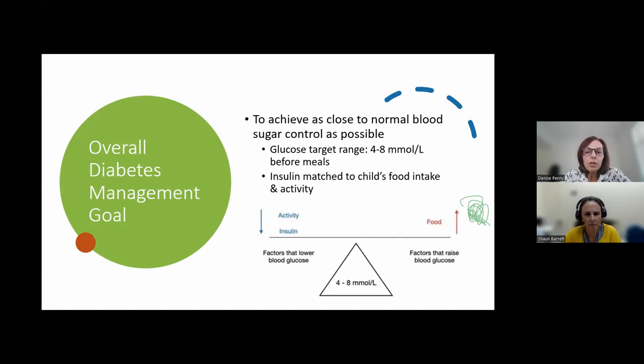All right. So the overall diabetes goal is to try to find that balance or ability to achieve as close to normal blood sugar control as possible. For the most part, the target range is 4 to 8 millimoles, which is what we're using for school-age children. The key is to match that insulin dose with the child's food intake and activity. Thinking of this as a teeter-totter is how we teach families as well. The factors that we know are predictable to lower blood glucose would be things such as activity and insulin, and the factors that raise the blood sugar are food or carbohydrates.